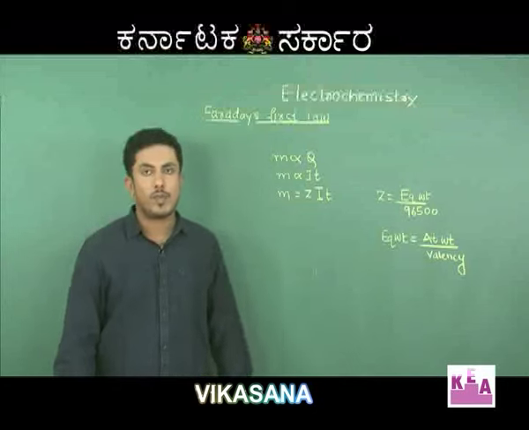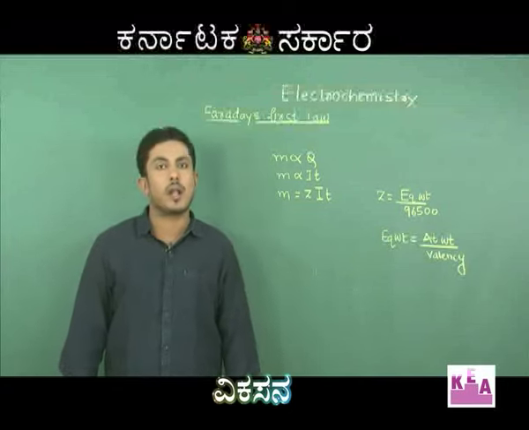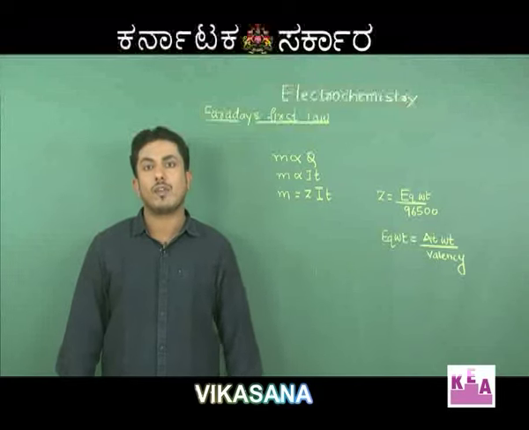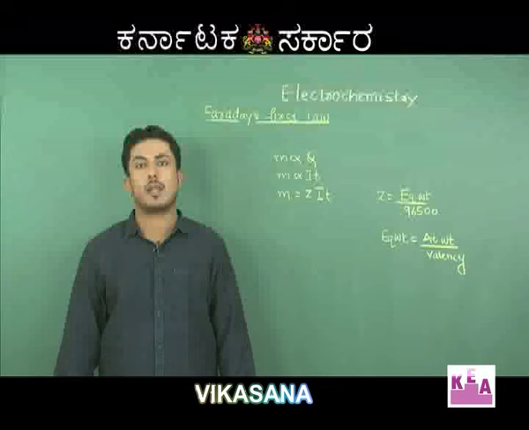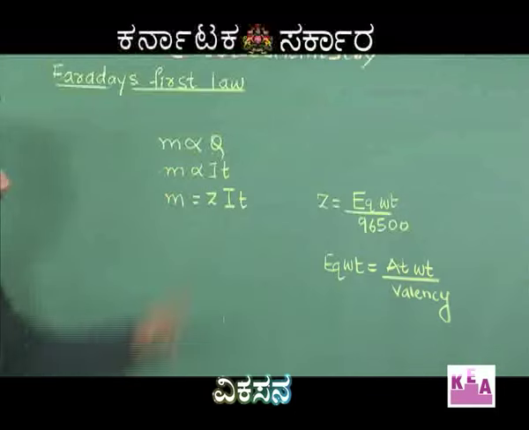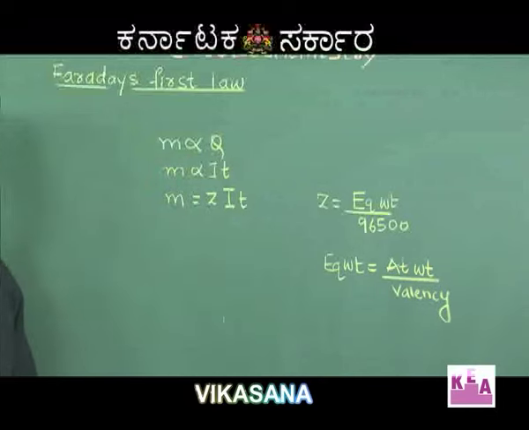Faraday's first law. Faraday's first law states that mass of a substance deposited at an electrode is directly proportional to the quantity of electricity passed through the electrolytic solution. If M is the mass of the substance deposited and Q is the quantity of electricity passed in coulomb, then M is directly proportional to Q.